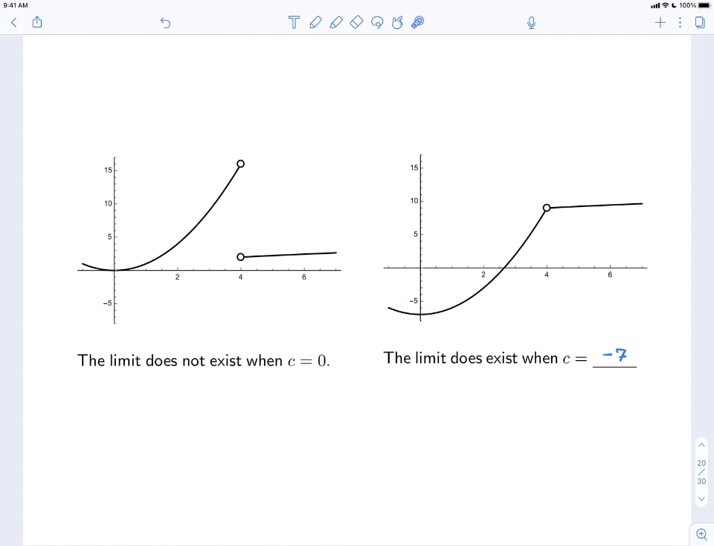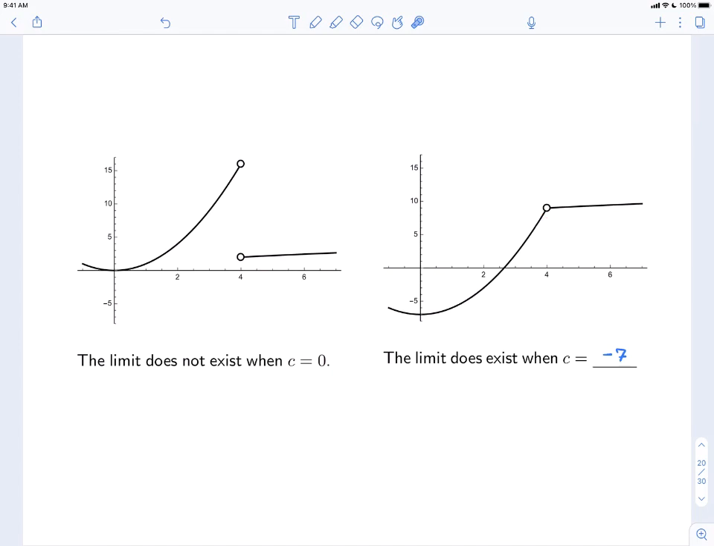So if c is anything other than negative 7, you'll have this kind of jump. And when you have a jump, the limit doesn't exist. But when c is equal to negative 7, the two pieces of the graph link up, and then the limit does exist. Now notice that the function is undefined at 4.